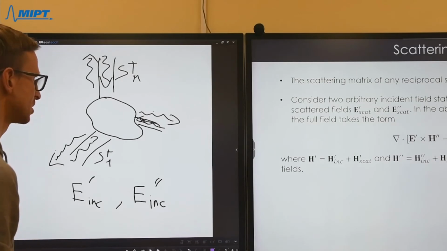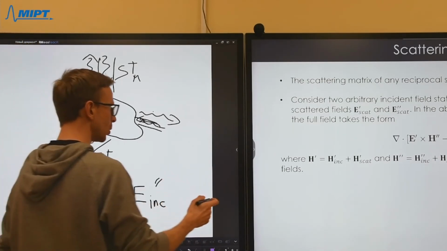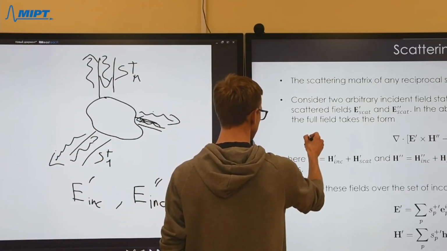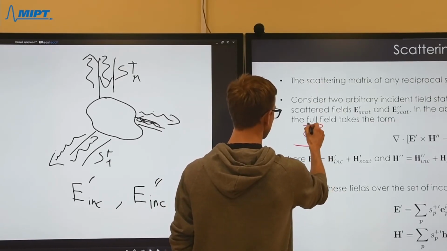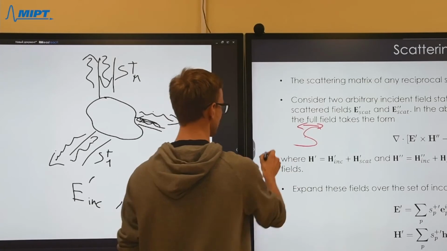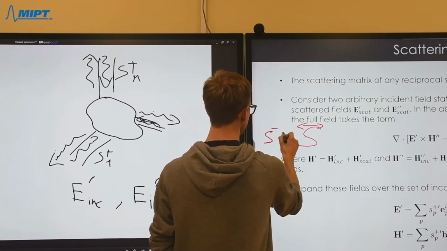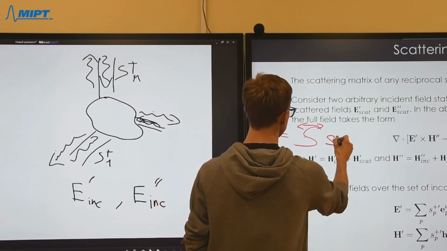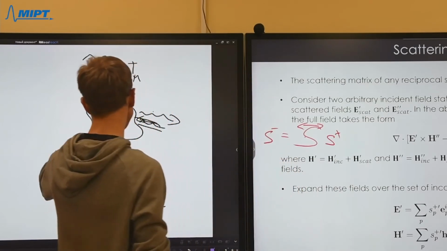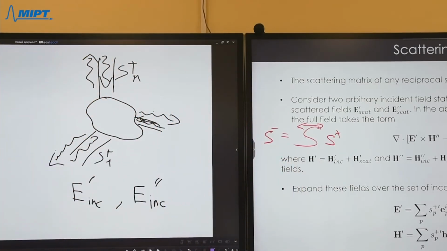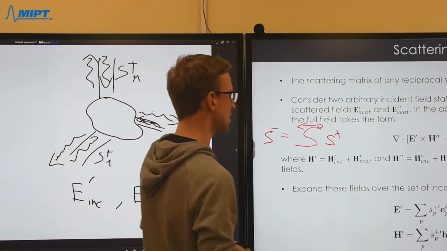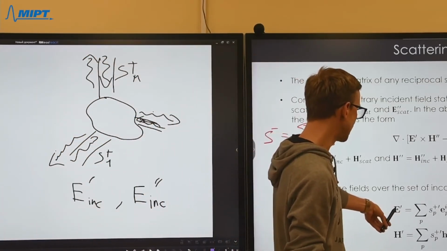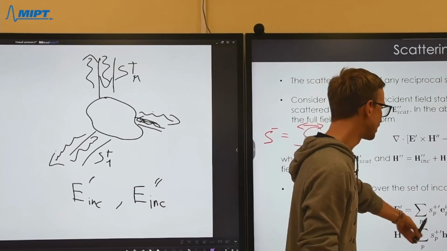And of course, let's say we know what the scattering matrix is. If the scattering matrix is S, then it establishes the connection S minus equals S times S plus. So once we know the incident fields, we also know the scattered fields. And I already assumed that I can expand all my fields, electric and magnetic, over this set of channels.